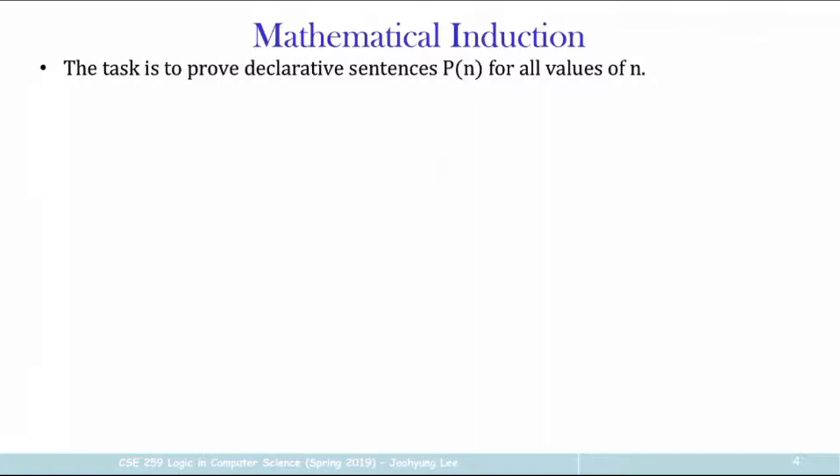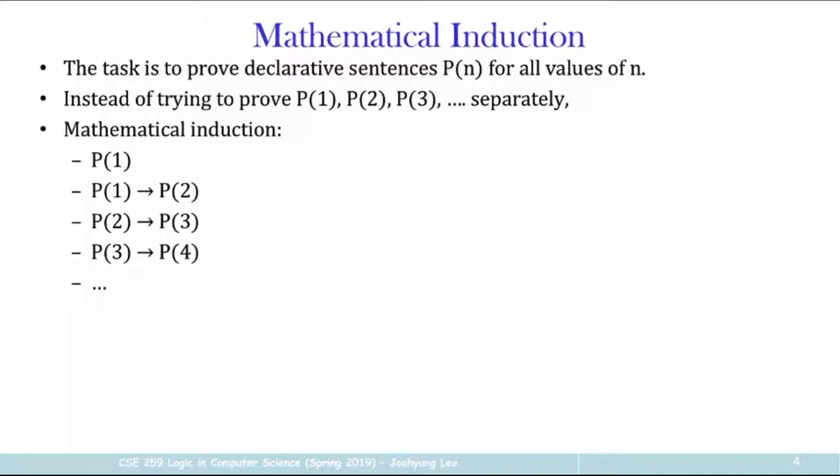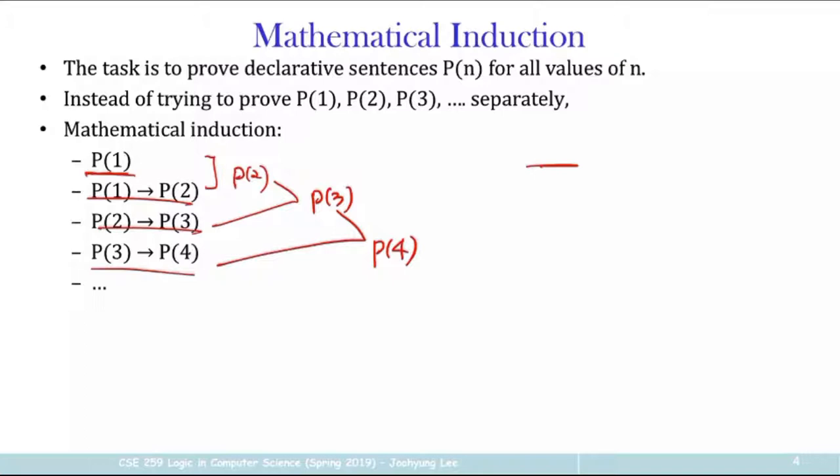So your goal is to prove P of n for all possible values, let's say all possible natural numbers n. A naive idea is trying to prove P of 1, P of 2, P of 3 separately, but you know this is not easy to do, okay? But mathematical induction allows us to prove this in a different style. First write this in terms of the base case, and then some inductive case. Inductive case starts from assuming that P of m is true, then P of m plus 1 is true.